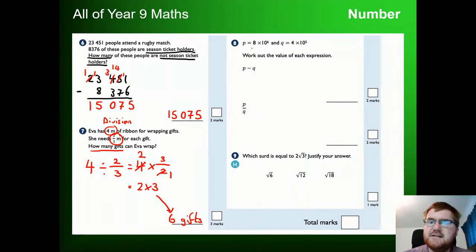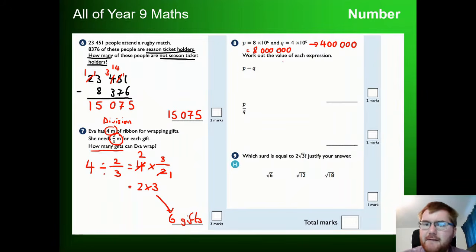On to question 8. So we have 2 in standard form. So 8 times 10 to the power of 6. So we write that out long way. That's basically 8 and then 6 zeros. So 1, 2, 3, 4, 5, 6. Q here will be 4 and then 5 zeros. So 4, 1, 2, 3, 4, 5. So we can always write these out as ordinary numbers if this is a little bit tricky.